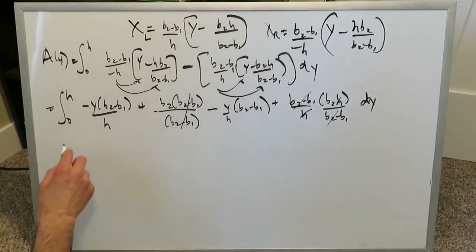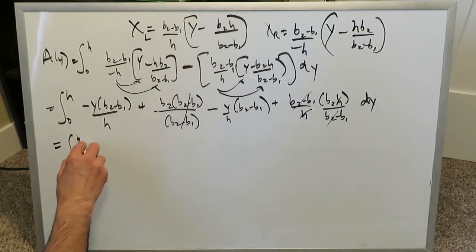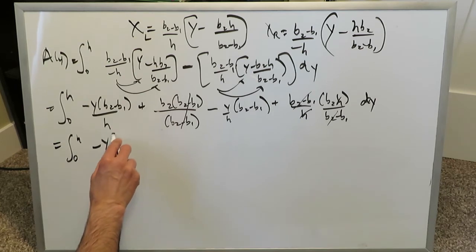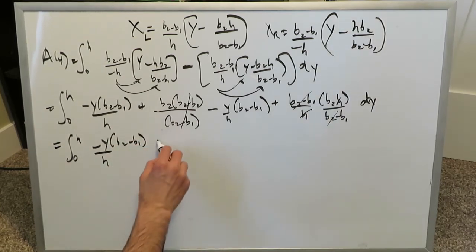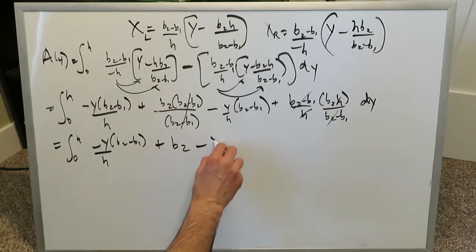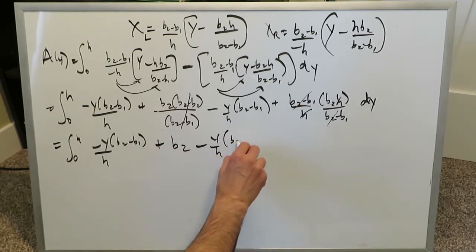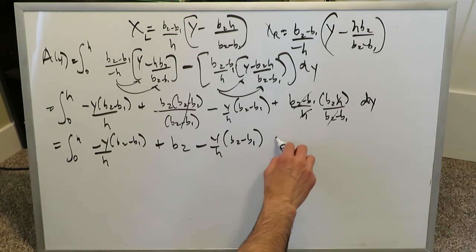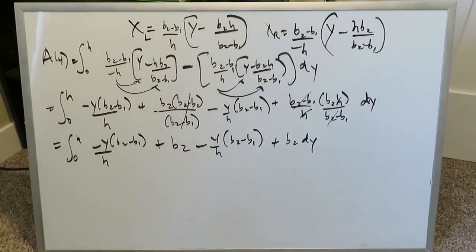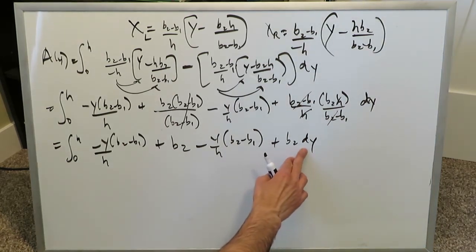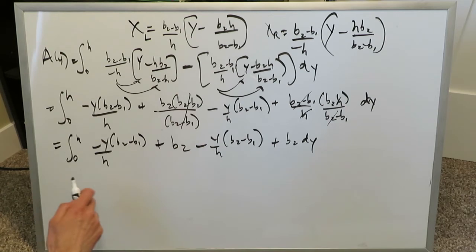So we're good. Let's rewrite what we have remaining. We have here a minus y (b2 minus b1) over h, plus (b2 minus y) over h (b2 minus b1), plus b2 dy. Now all we have to do is the integration in this step. Remember, everything here is being integrated with respect to dy, therefore we'll start adding y's for our integration. When you do the integration, the integral sign disappears.